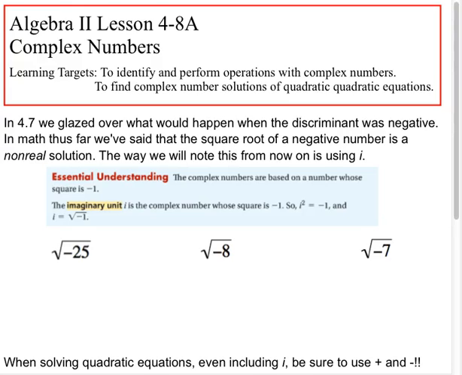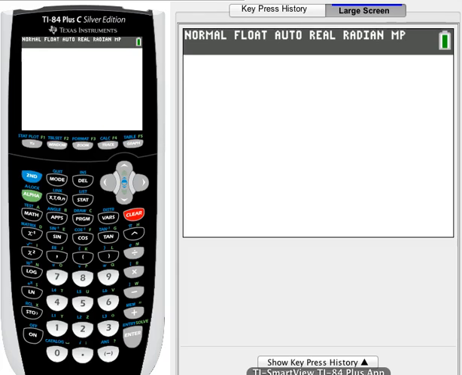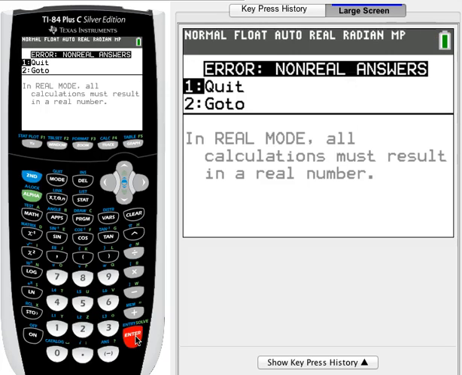Welcome to section 4.8. This is the big picture of what I've been alluding to whenever I said, hey, we can't square root a negative. Well, now you finally get to learn what that mystery is. What happens when you try to square root a negative? Because if you do it in your calculator, it's going to get cranky with you. So square root of negative 25, ooh, it doesn't like that.